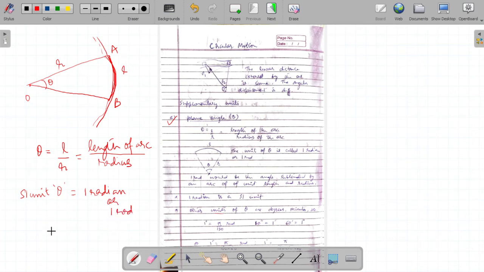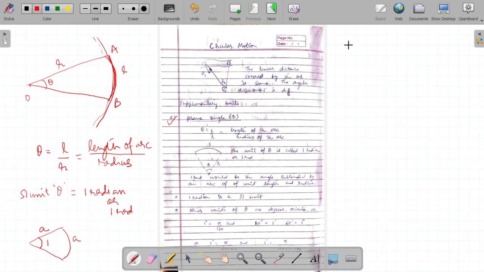And 1 radian is defined as the angle subtended by that circular arc whose length and radius are the same. So if we draw a hypothetical arc whose length is A and it's part of a circle whose radius is also A, then it would subtend 1 radian at the center of the arc. So this is the SI unit of the angle, that is 1 radian.